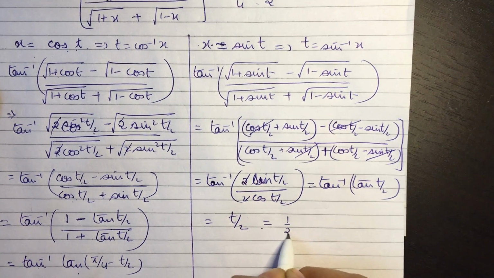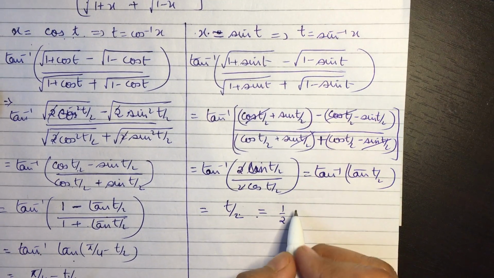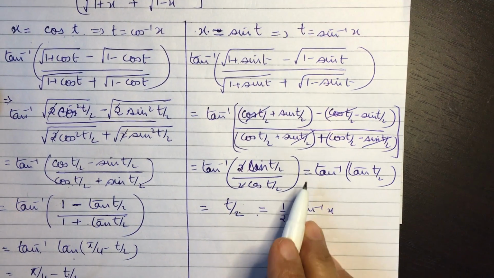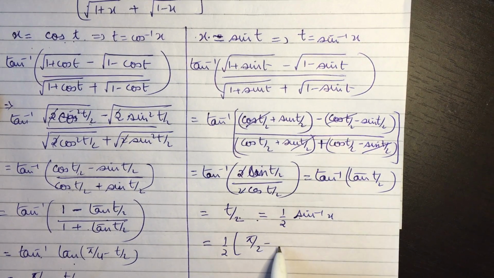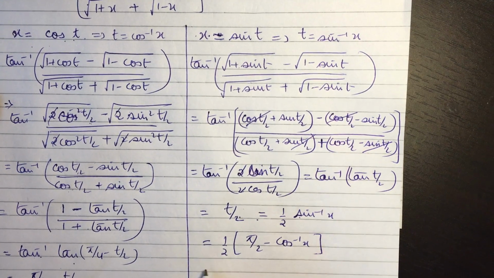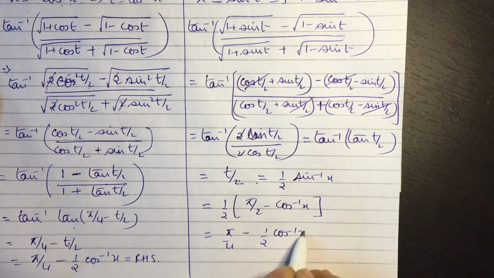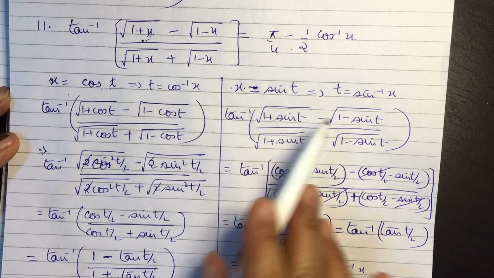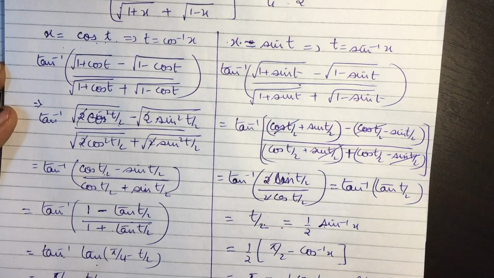Which gives us half of, in place of t we will write sin inverse x, so half of sin inverse x, but we want the answer in terms of cos inverse. So what we will write, sin inverse can be written as pi by 2 minus cos inverse x, which gets solved to pi by 4 minus half of cos inverse x, which is the right hand side. So you are free to use any of these substitutions, whichever suits you or whichever you find convenient. You can use that and then solve it.